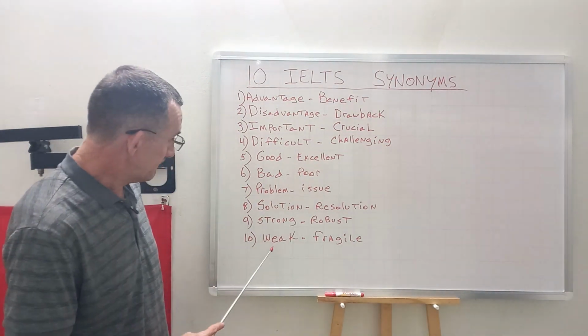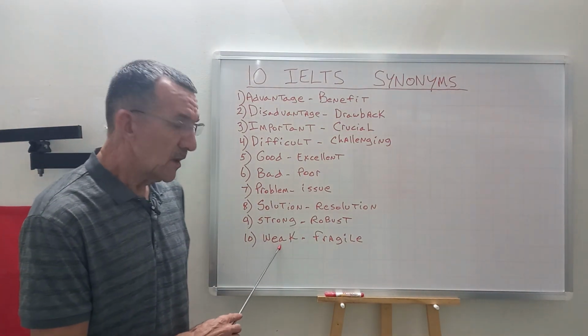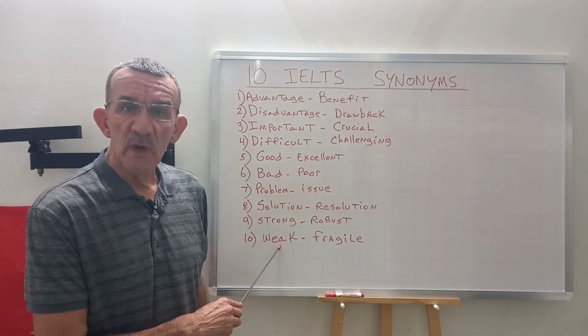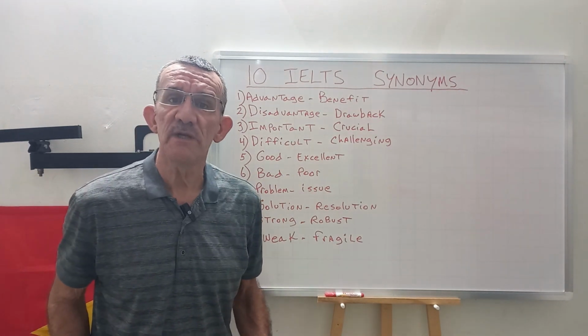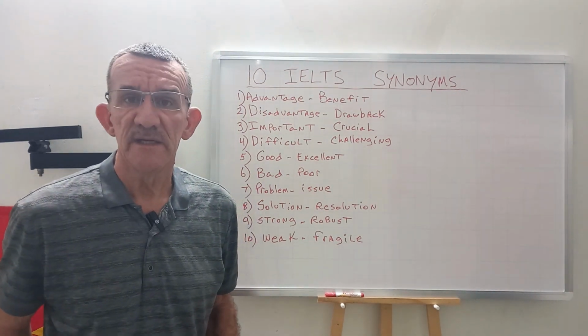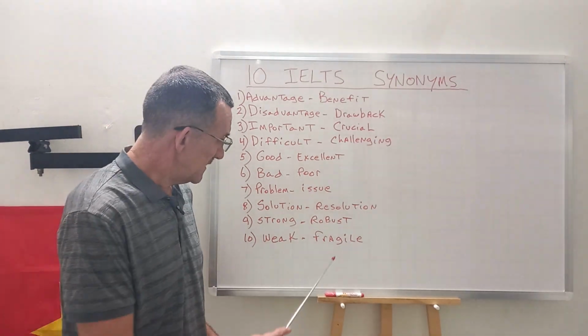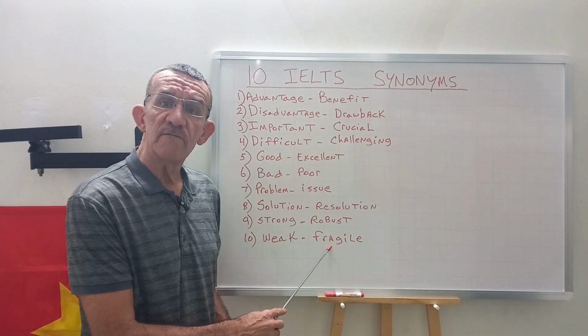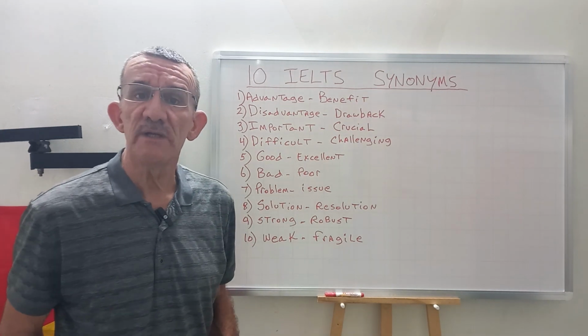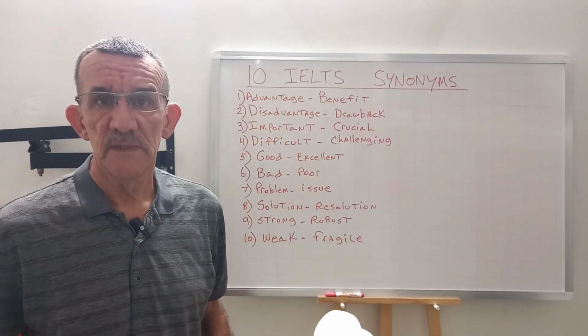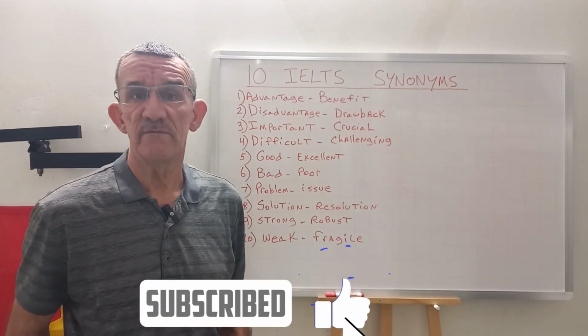And the last one, number 10, weak. His condition has gotten very weak. Synonym, fragile. His condition has gotten very fragile.